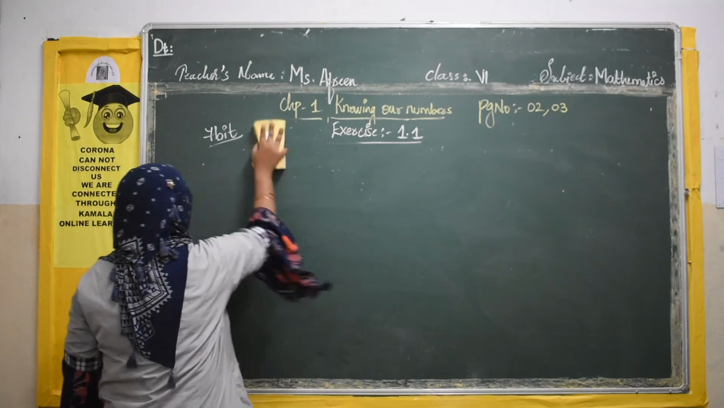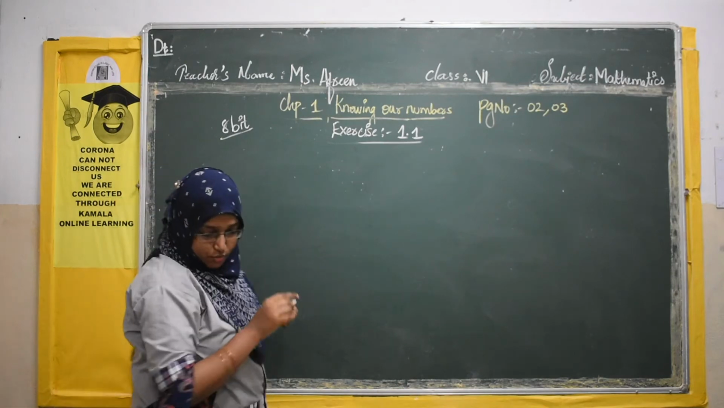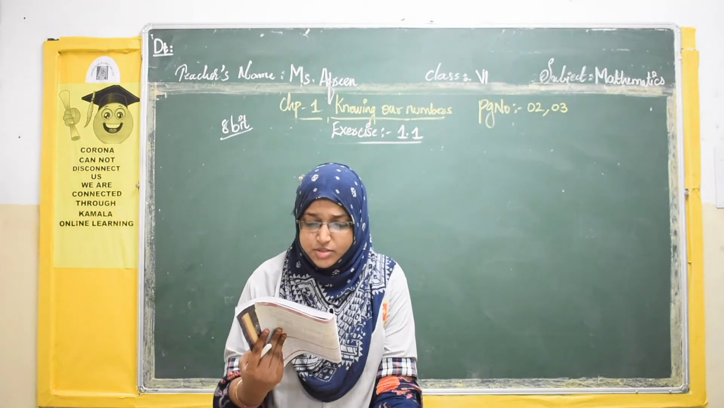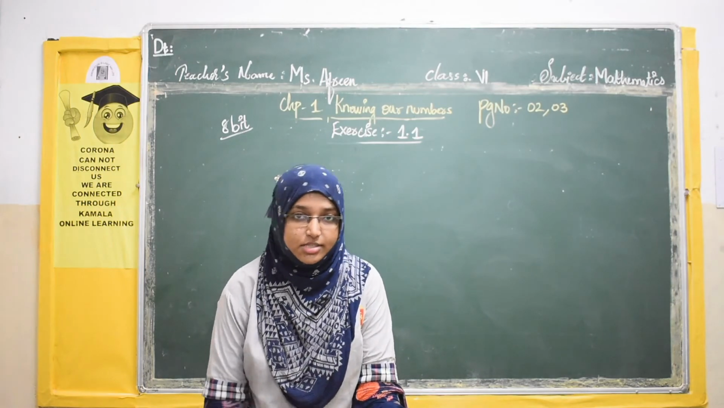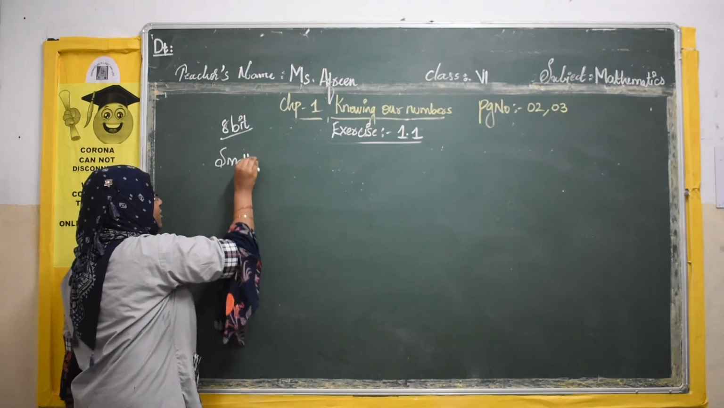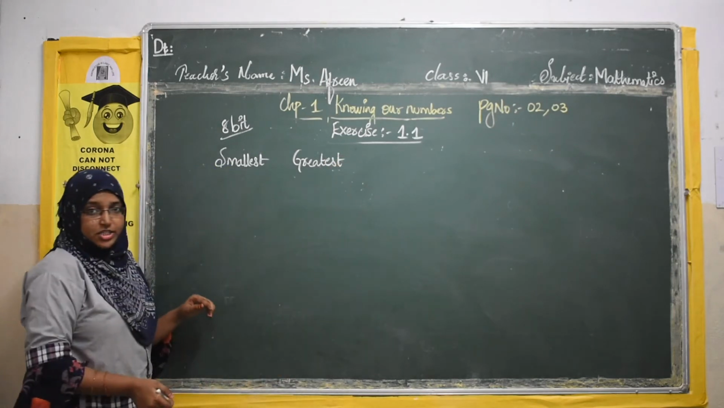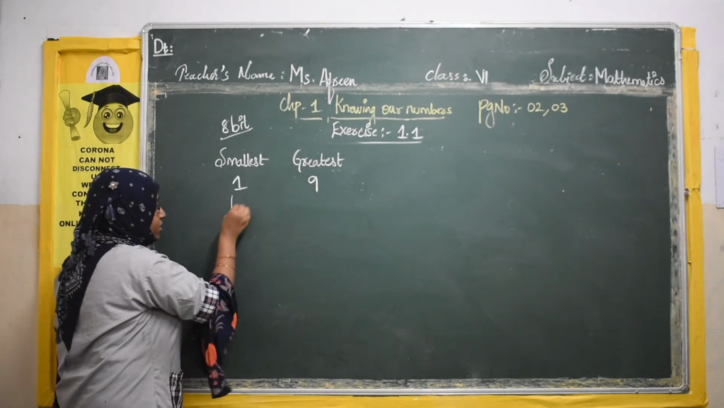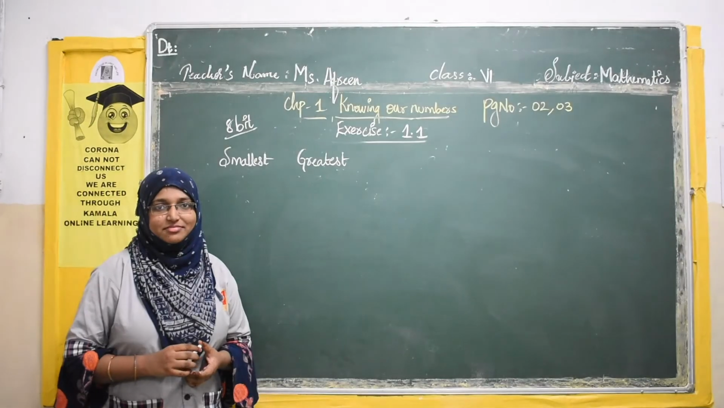Now our last bit from this exercise, that is our 8th bit. See what he is giving. I think you can write this 8th bit in your textbook itself: the smallest 4-digit number. We already know the smallest 2-digit, 3-digit numbers. Let us recall once. Let us write smallest and greatest. We know the smallest 1-digit number is 1 and the greatest is 9. The smallest 2-digit is 10 and the greatest is 99. Don't get confused.